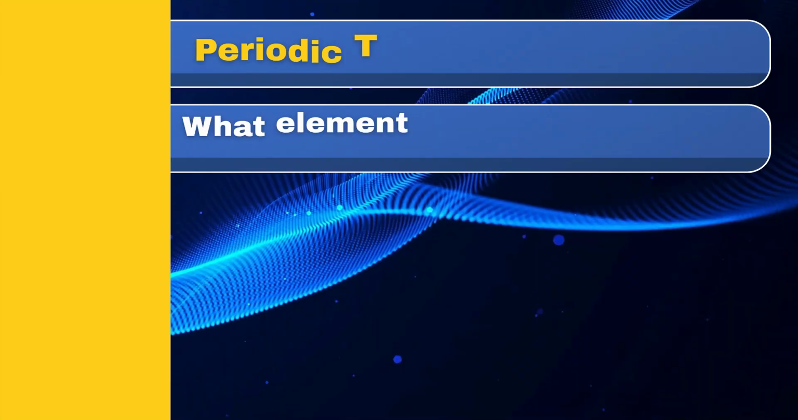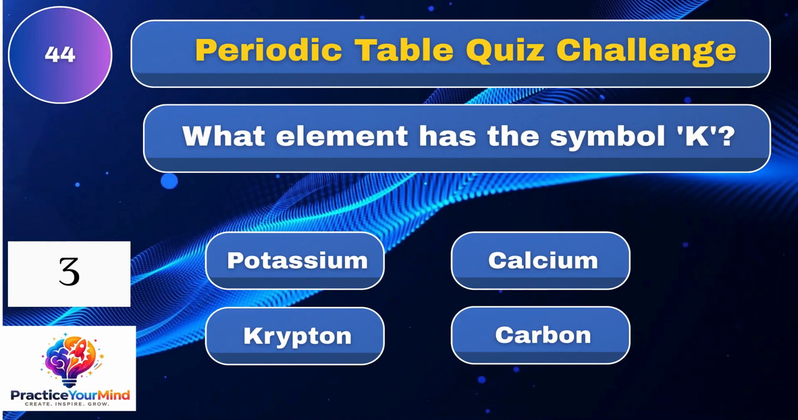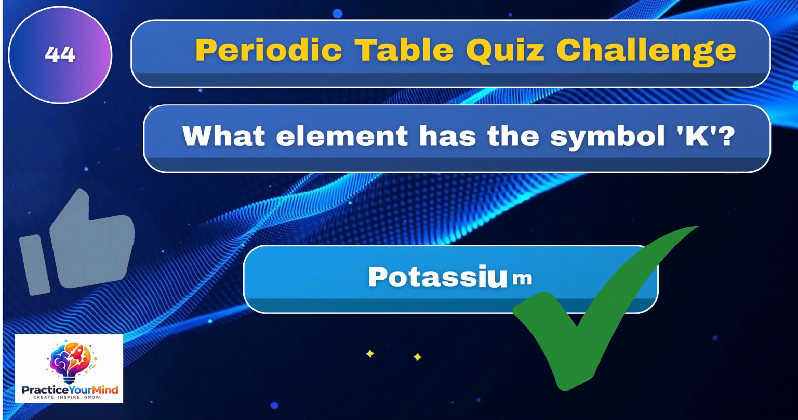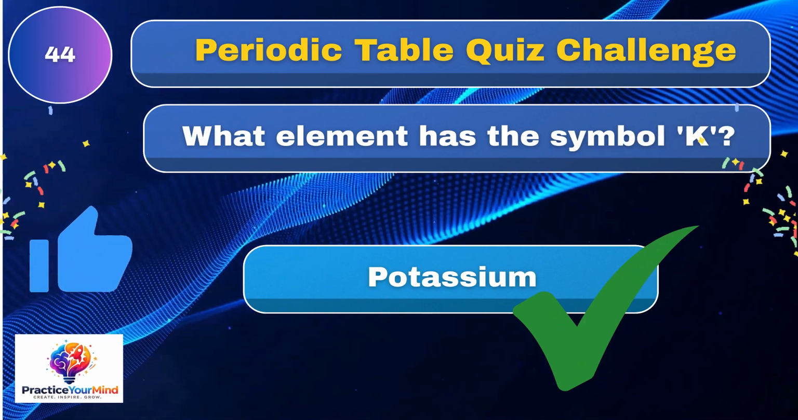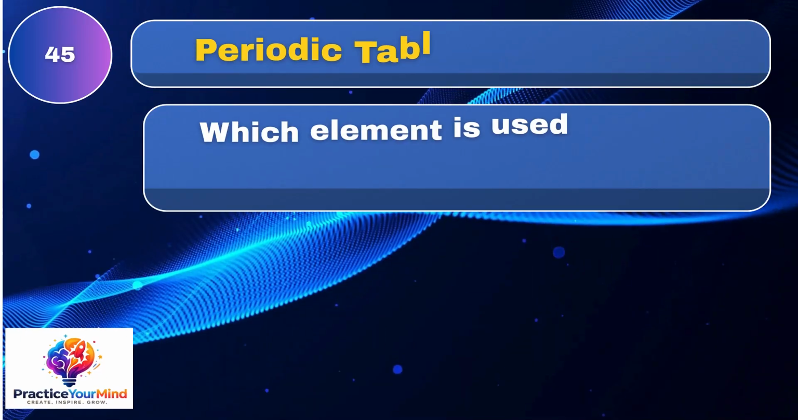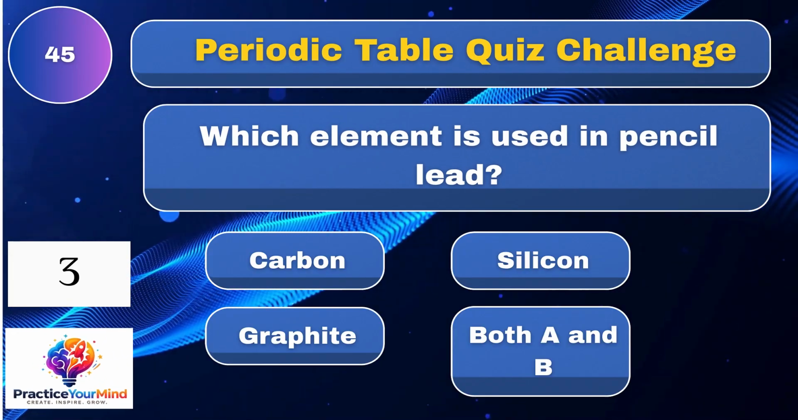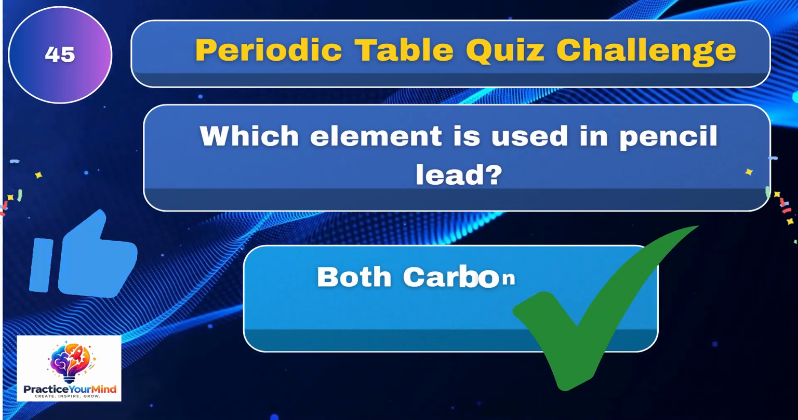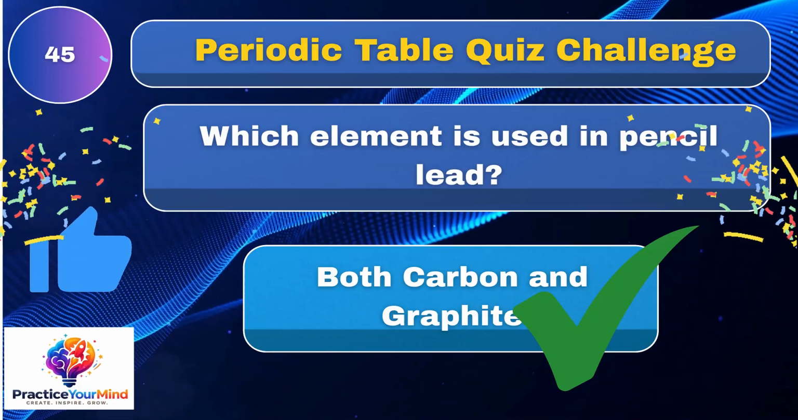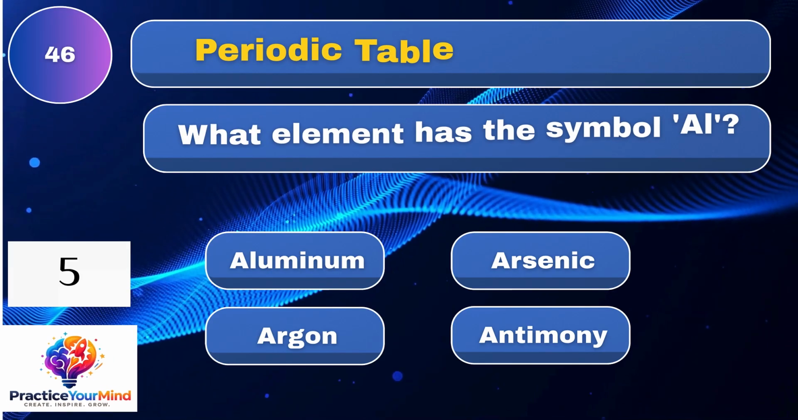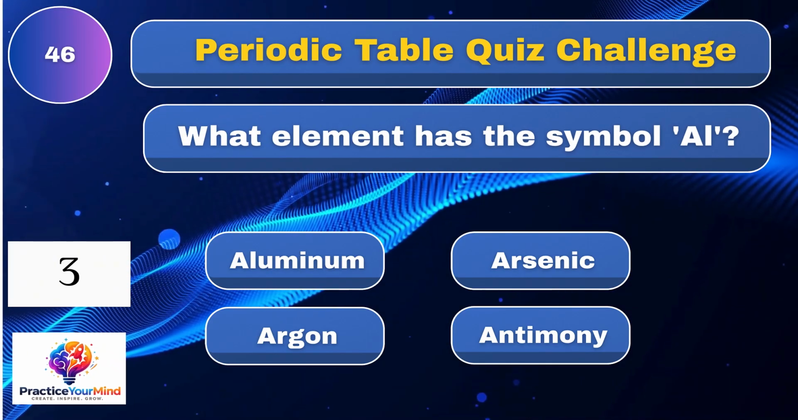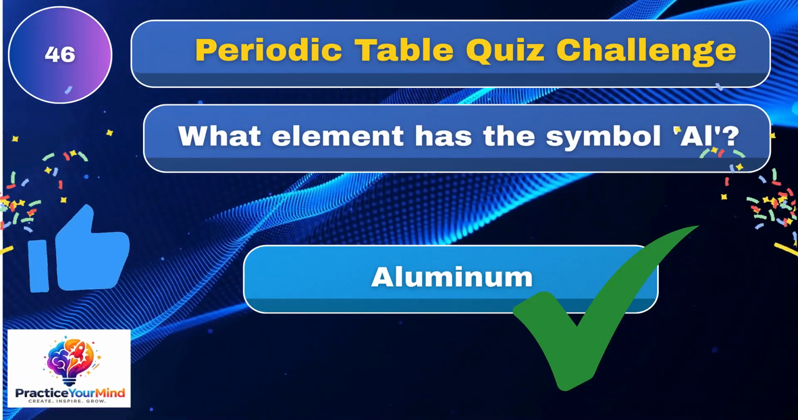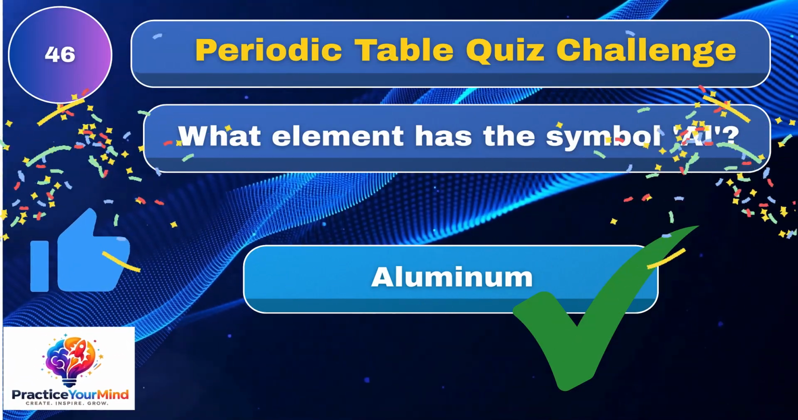Up next, question 44. What element has the symbol K? Exactly. K means potassium. Let's go to question 45. Which element is used in pencil lead? Correct. Pencil lead is actually graphite, which is carbon. Next, question 46. What element has the symbol Al? Nice. Al is aluminum.